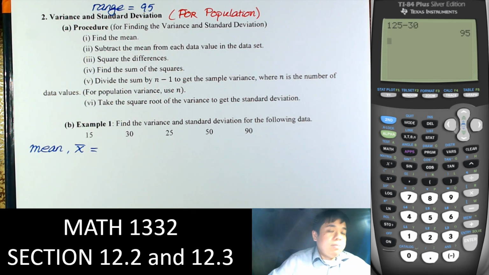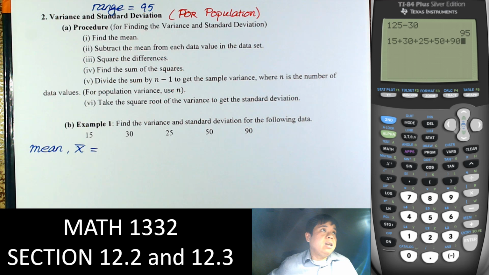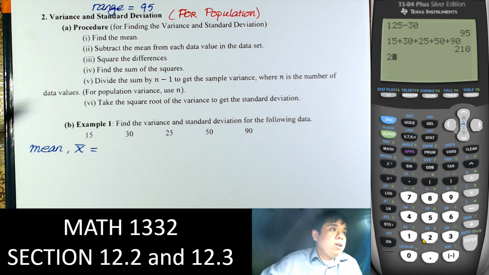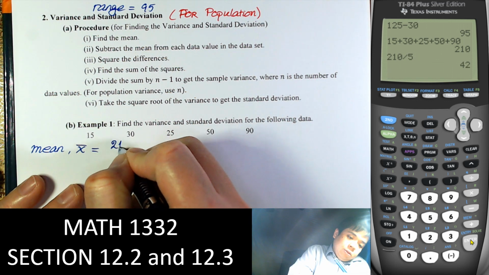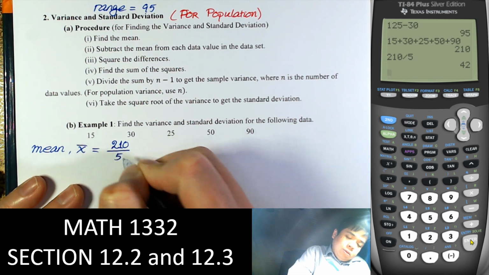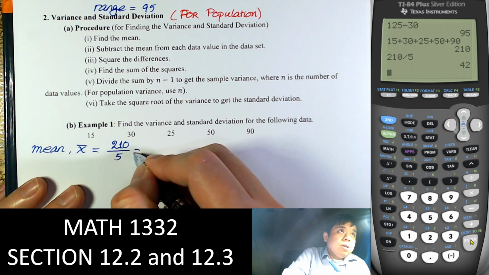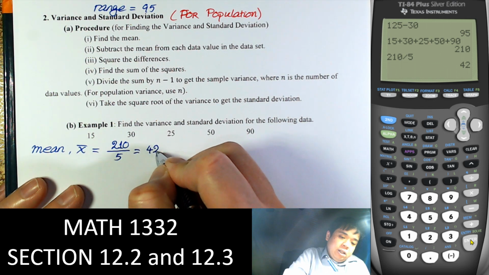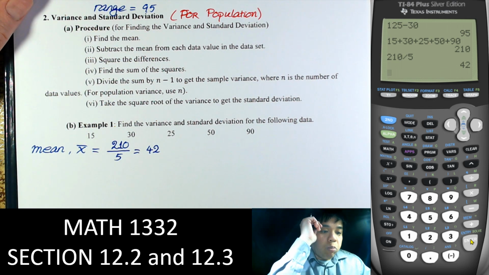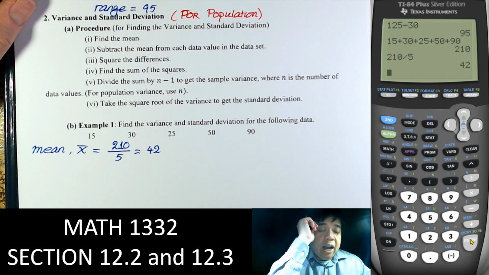Add all of them up: 15 plus 30 plus 25 plus 50 plus 90. There are 5 numbers. Divide by 5. 42, that's the mean. Now the standard deviation, the variance first.